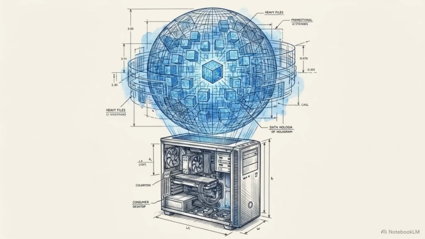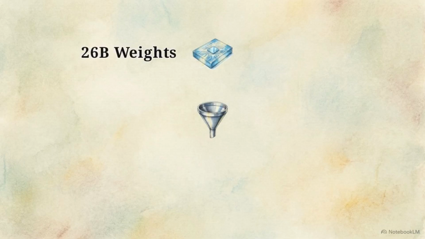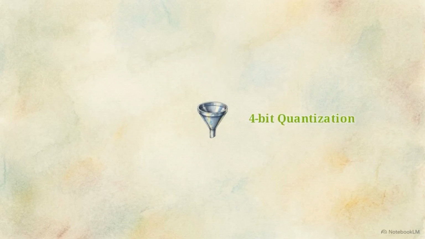The main hurdle when pulling these weights down is physically fitting an uncompressed model of this size into standard consumer VRAM limits. To solve this, developers must apply a 4-bit quantization process to compress the data. Running the 26 billion parameter weights through a 4-bit quantization filter shrinks the footprint to 18 gigabytes.